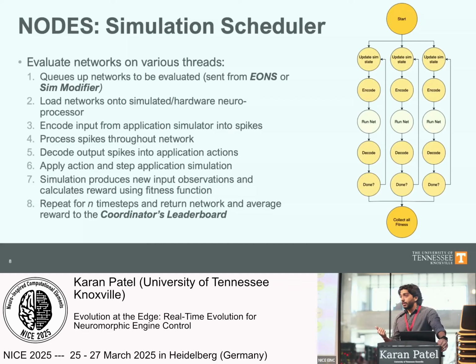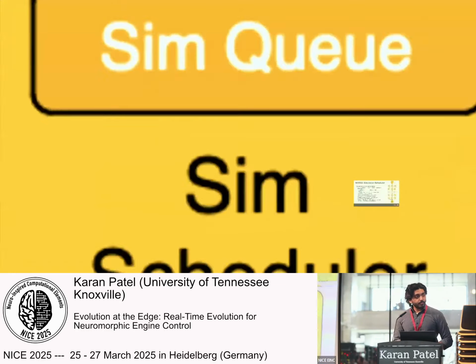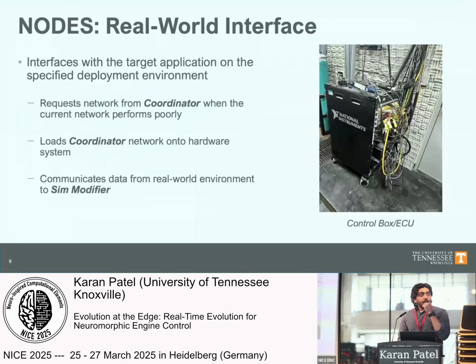Finally, the network, its fitness score, and the corresponding SimNobs are all packaged together and sent to the coordinator to be stored within the leaderboard. With that, we can now move on to the real-world interface.